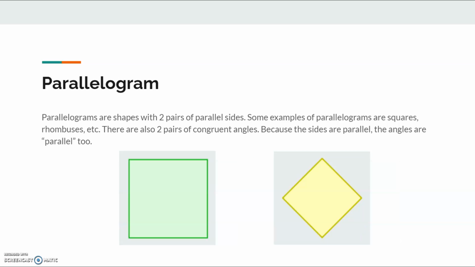Parallelogram. Parallelograms are shapes with two pairs of parallel sides. Some examples of parallelograms are squares, rhombuses, etc. There are also two pairs of congruent angles. Because the sides are parallel, the angles are parallel too.